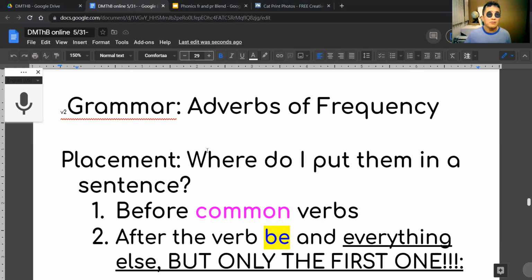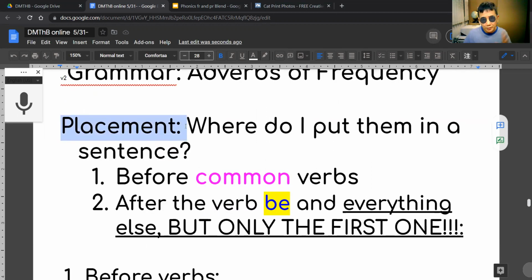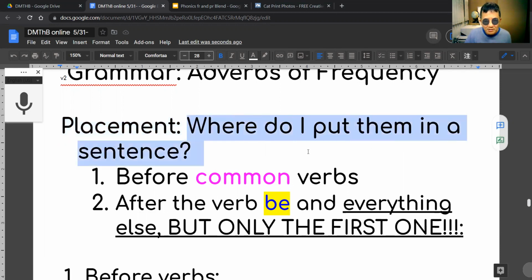So today we're going to talk about placement. Placement means where to put the words. Where do I put always, often, usually, sometimes, never, seldom in a sentence? Well, actually, there are only 2 rules, and a few exceptions, but let's just look at the 2 rules. The 2 rules are quite simple, but like everything else, you have to train yourself to understand it.